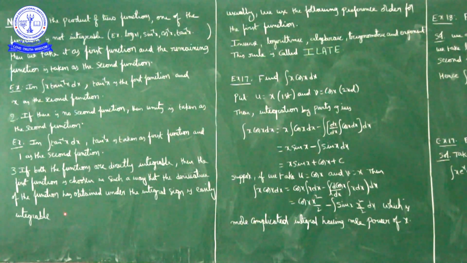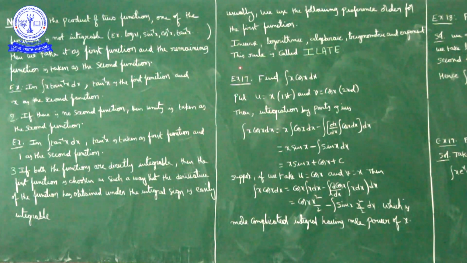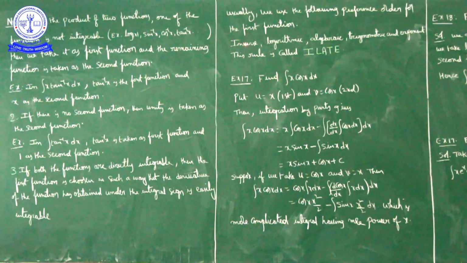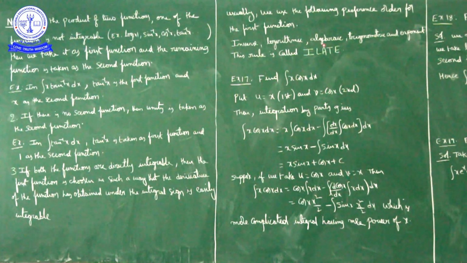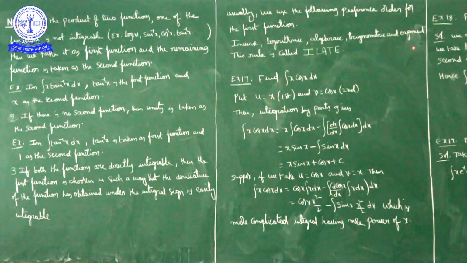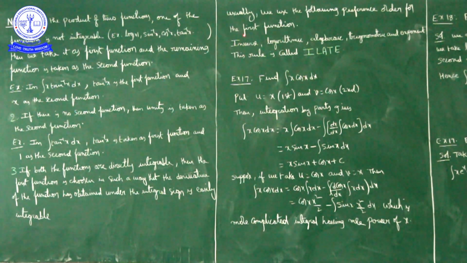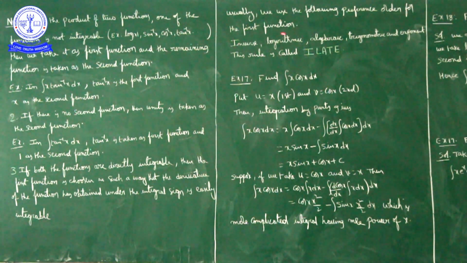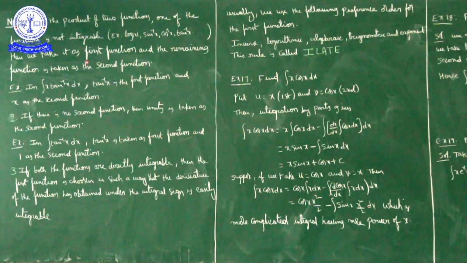Now, usually we will use the ILATE method to select the first function. Usually we follow this preference order for the first function. ILATE means inverse trigonometric function, logarithmic function, algebraic function, trigonometric function and exponential function. This rule is called the ILATE rule. Suppose in an integration you have one inverse trigonometric function and one algebraic function, then we will consider the inverse function as the first function and the algebraic function as the second function.